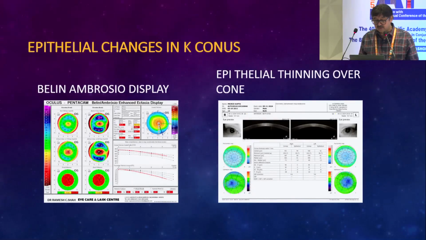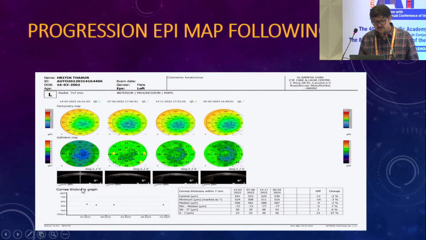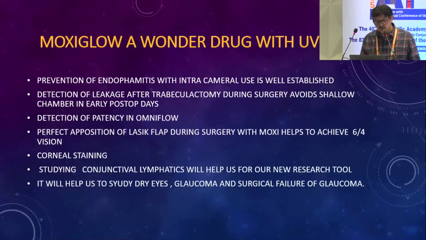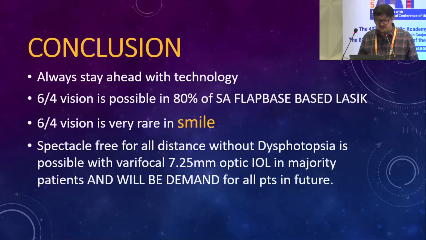This is one thing you can see, the epithelial mapping which is thinning over the cone, same place. This is the one where we have treated keratoconus with C3R. From thinning it is gradually becoming uniform over the cone. Moxiglow is another one with the UV light, since the time is not there. So the conclusion is always stay ahead of the technology.